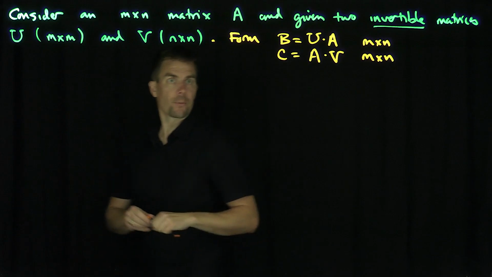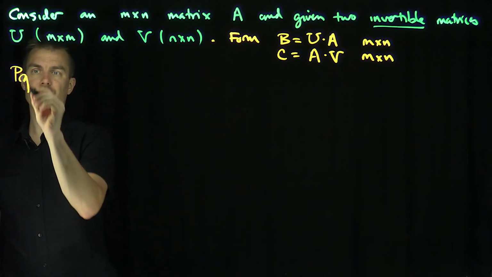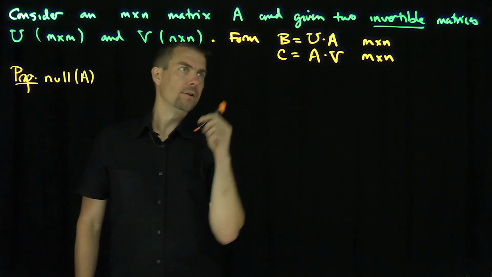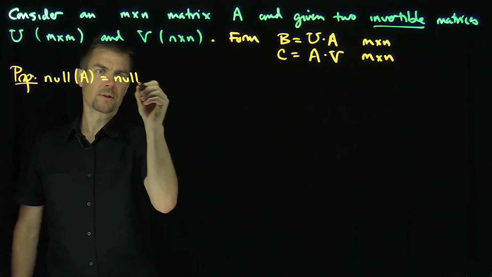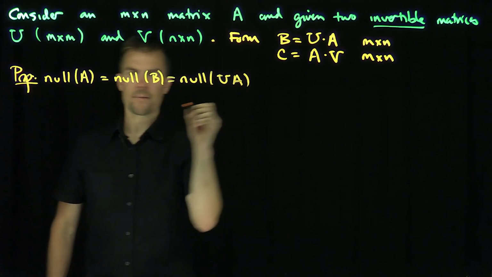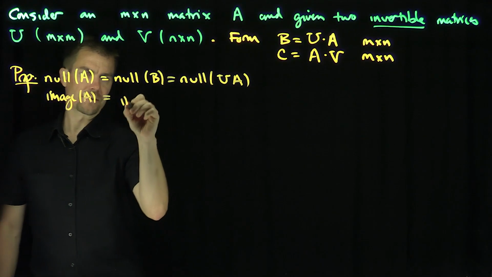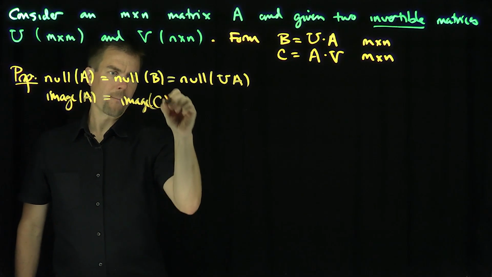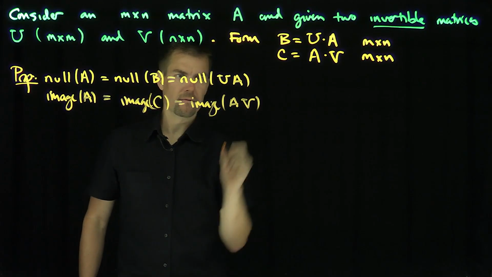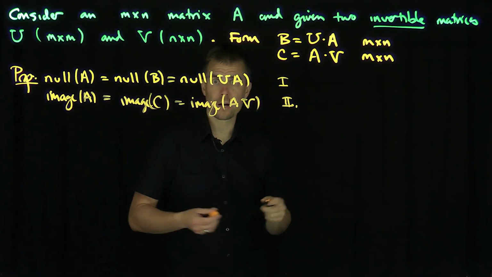Okay? And so now we're getting a couple of results about null space and image, right? So in other words, I can prove, here's a proposition: the null space of the matrix A is the same as the null space of the matrix B, which we know, of course, is just the null space of U times A. And then the image of A is the same as the image of C, which is the image of A times V. Okay? So let's call this over here 1, and let's call this over here 2. We're going to prove 1 and 2 by inclusion arguments over here.